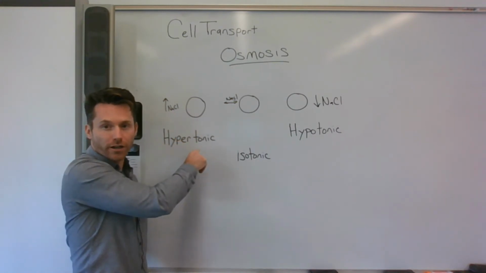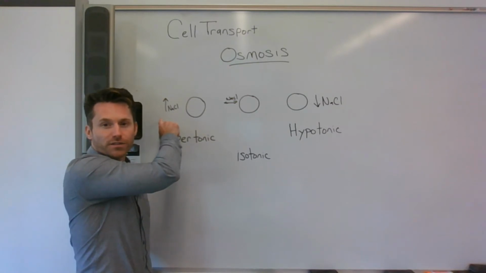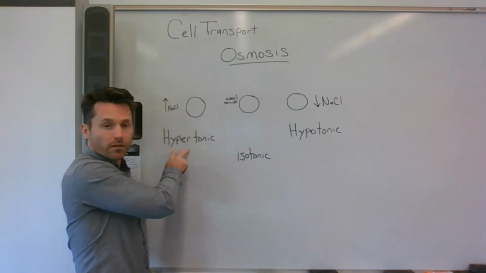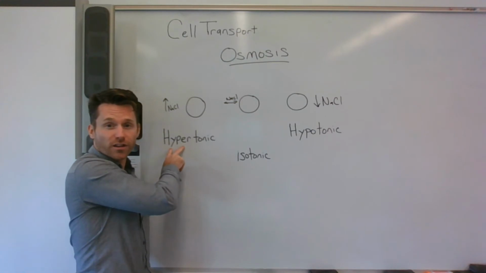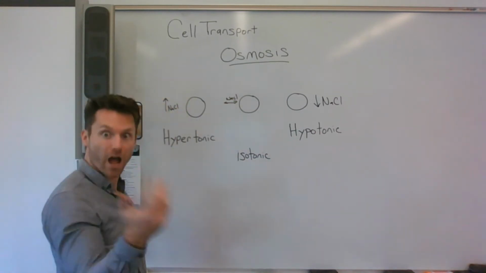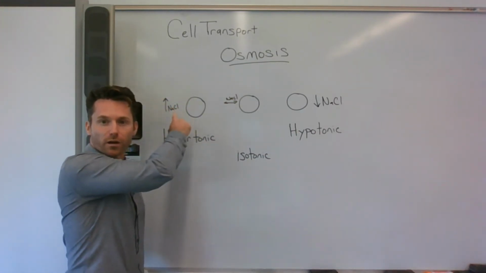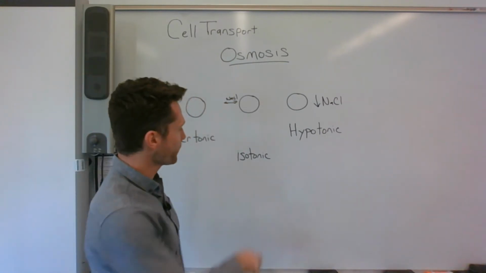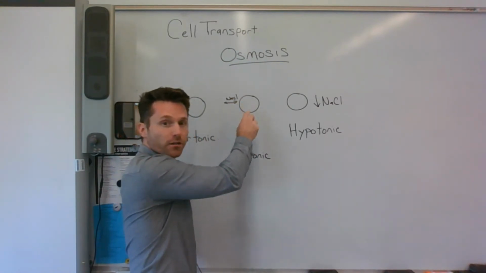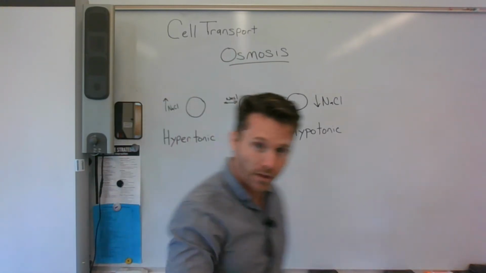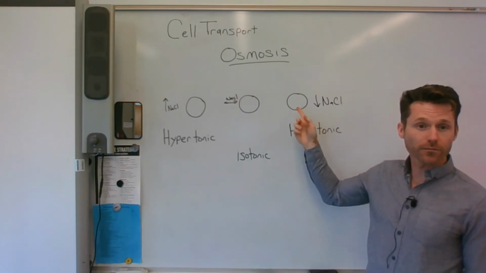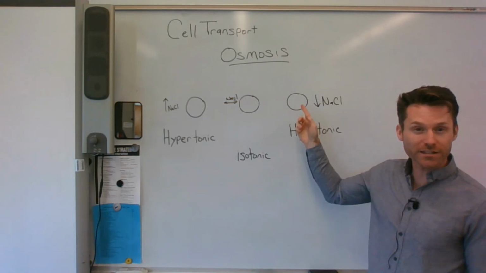So hypertonic is when I have a higher stuff outside the cell. Okay? So therefore I have a lower water concentration outside of the cell. The prefix is referring to the stuff outside, right? So hyper means big, high, large, a lot, hyper, right? So I have a lot of stuff outside the cell. Isotonic means I have an equal concentration outside the cell, inside the cell, so there's no net movement. And hypotonic means I have less stuff outside the cell than inside the cell. So I have a higher water concentration inside than outside.